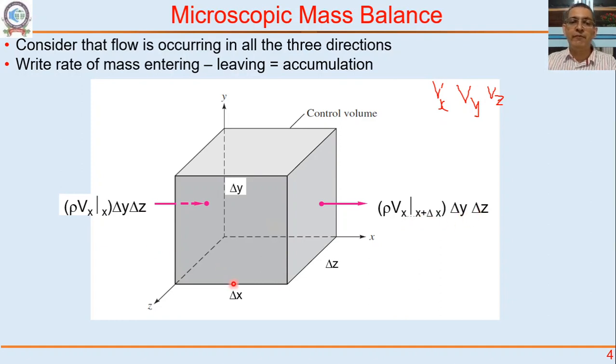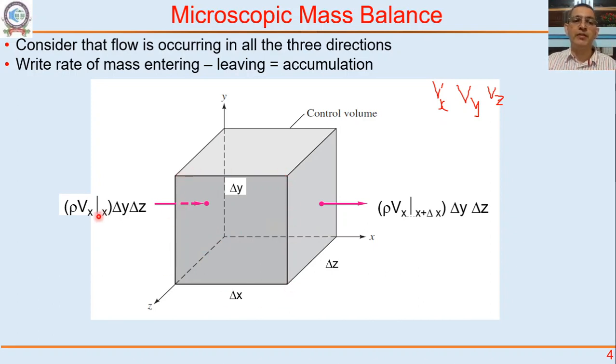Okay. Same way, if velocity in the y direction Vy is there, fluid can enter the box only through the bottom face or the top face. If there is velocity in the z direction, fluid can enter this control volume only through the back face or the front face.